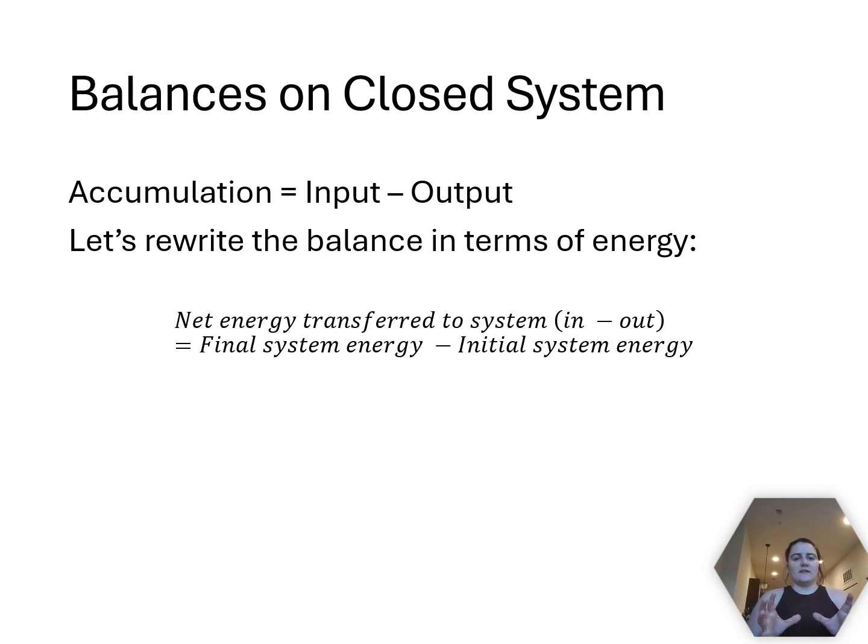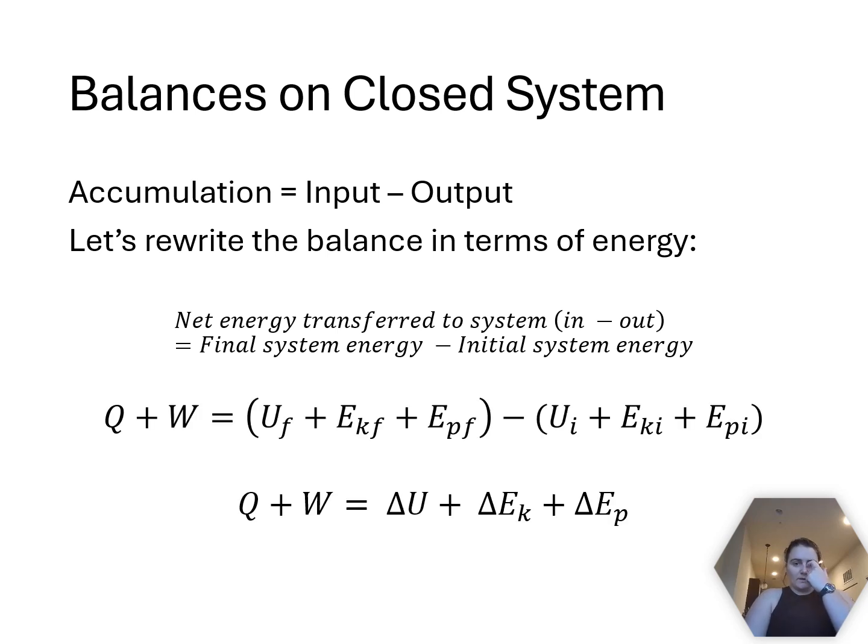So let's take that equation, accumulation equals input minus output, and let's rewrite it in terms of energy. So the net energy transferred into a system, in minus out, is going to equal the final energy of the system minus the initial energy of the system. So that net transfer of in to out represents the accumulation term. There's going to be some final energy of the system and some initial energy in the system as well. So if we add on to this in our system, what we're going to find is that our closed system balance is going to have the form that's on your screen.